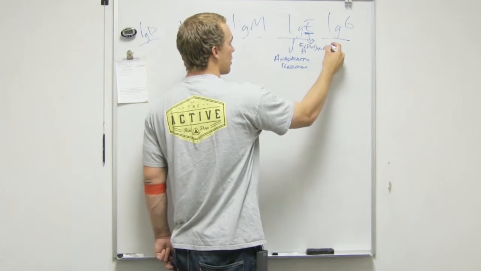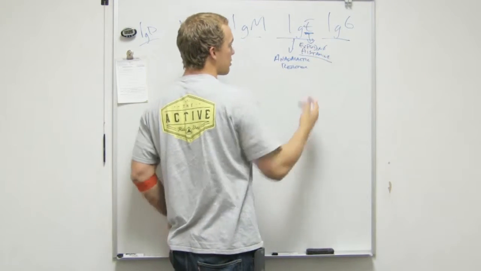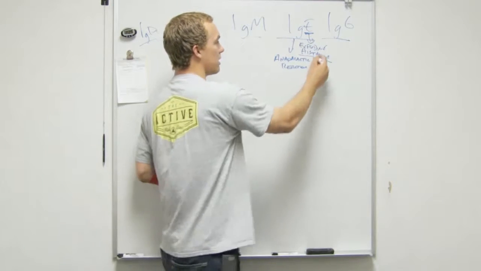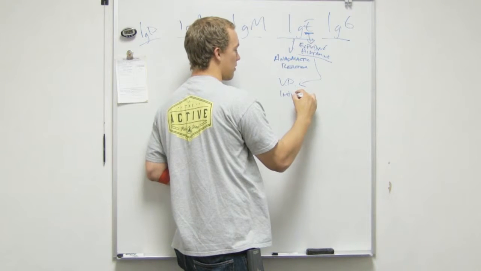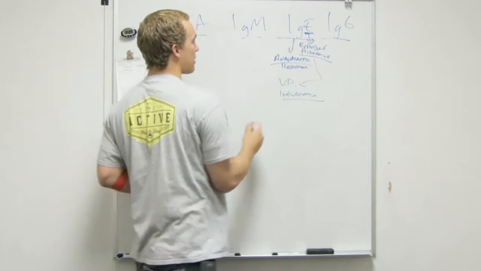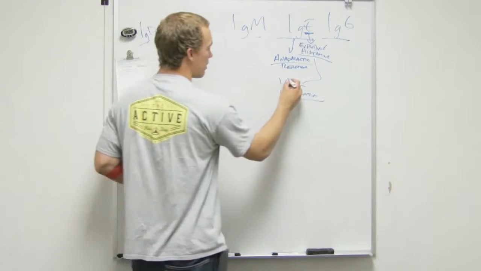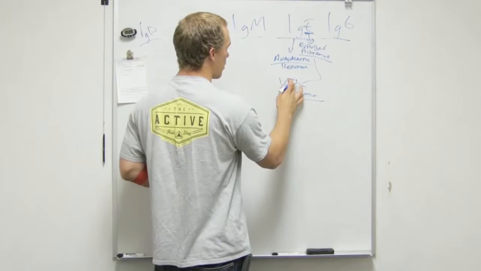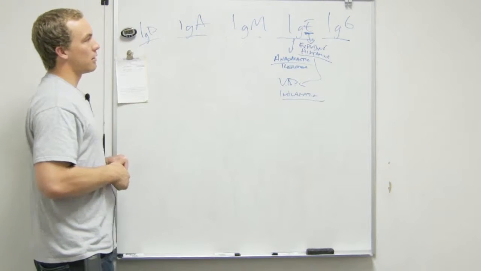Exploding histamine. If I have exploding histamine, then that's what leads to my what? Vasodilation. Anaphylactic reactions. IgE, exploding histamine, vasodilation, and inflammation, right? Yeah. Okay.